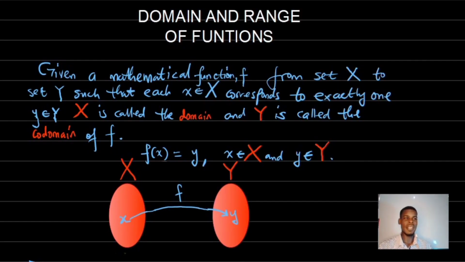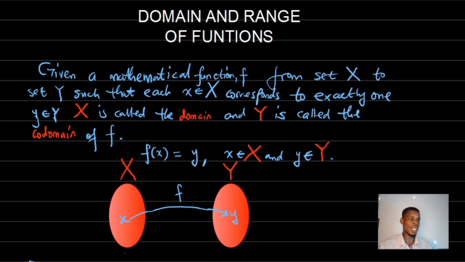In this video, we're going to learn about the domain and range of functions. Then we're going to go ahead and find the domain of some functions, and we're going to limit ourselves to real valued functions. That is, functions in which the codomain is a set of real numbers, or let's say a subset of real numbers.